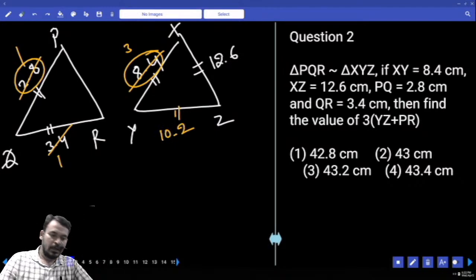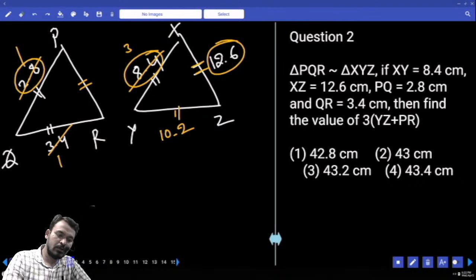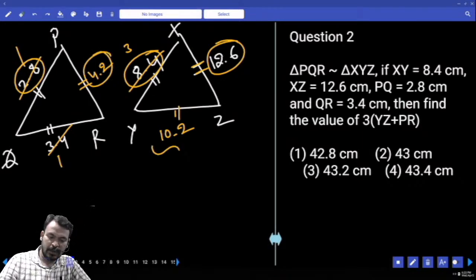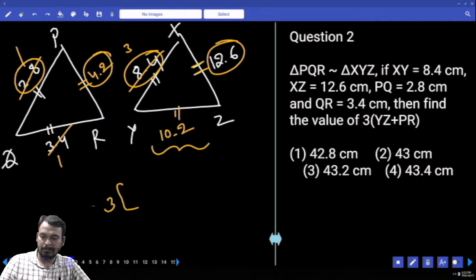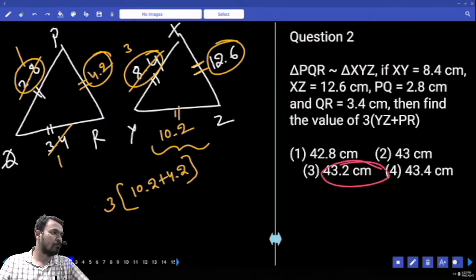Yes or no? Next, this one also, which ratio? 1:3 ratio, or not? What is the 3 parts value? 12.6. What is the 1 part value? 4.2, or not? What is the PR value? 4.2. What is the YZ value? 10.2. But we require 3 times YZ plus PR. 10.2 plus 4.2, or not? 10.2 plus 4.2, 14.4, into 3 means 43.2, or not?